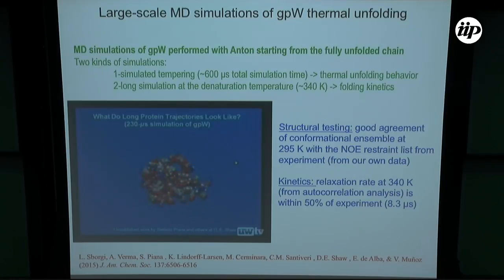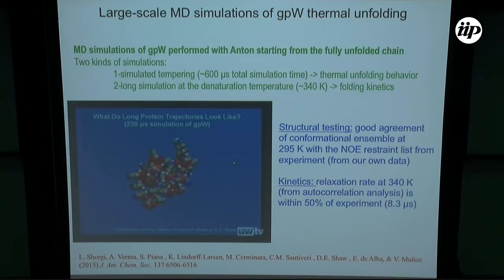Anyway, this is the simulation they did in which they were seeing folding and unfolding of GPW. They did this without knowing our data. Actually, they did it before we finished our experiments. And then when we learned about this, we got in contact and said, okay, why don't we look at these two things together and see whether they make sense, right? So they were seeing folding and unfolding. They ran a 230 microsecond simulation at the time.